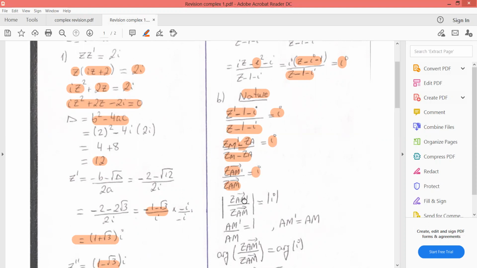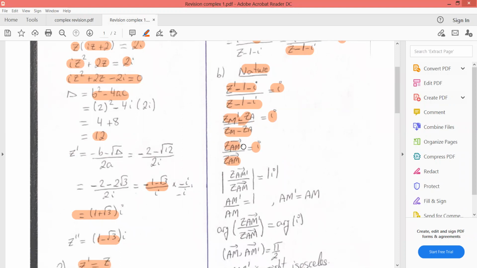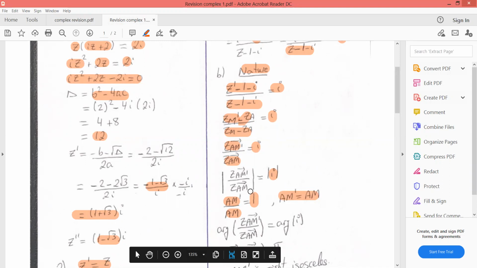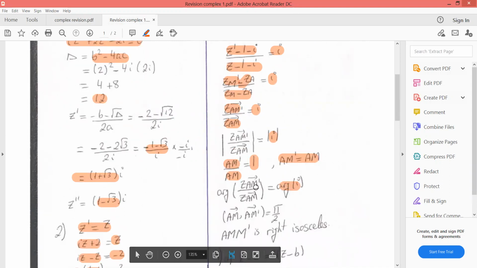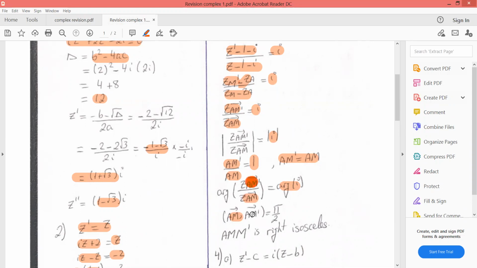Then the modulus. We use the modulus on both sides. The modulus of z a m prime over z a m equals the modulus of i. So we have am prime over am equals 1. This modulus, we distribute it: the modulus of z1 over z2 equals the modulus of z1 over the modulus of z2. Yes, so am prime equals am. Now the argument of z a m prime over z a m equals the argument of i. By definition, the argument is the angle, so the angle a m prime equals pi over 2, then triangle a m prime is right isosceles.